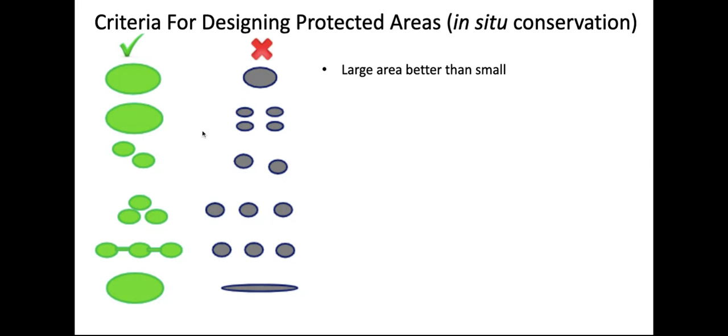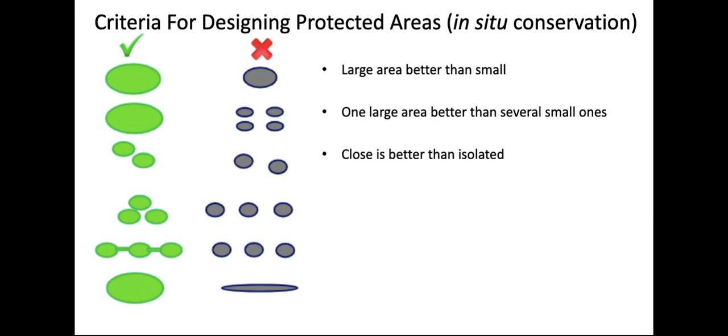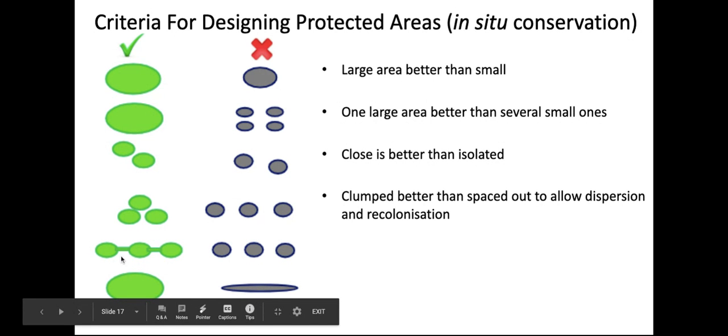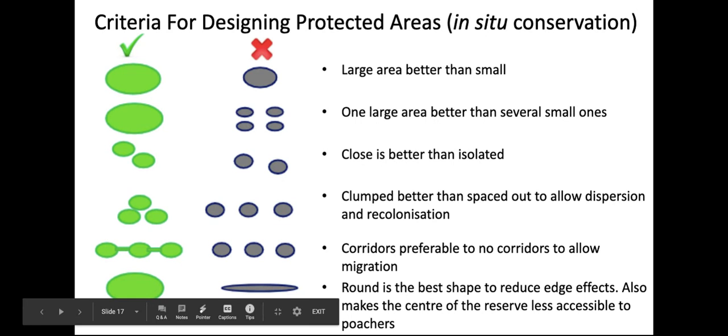For example, we're going to prefer a larger area compared to a smaller area, or one larger area is better than a bunch of smaller areas. Or if they are closer to each other, it is better because the corridors are easier to build. Or if they are clumped together instead of separated or far away from each other. What do you think this one is? If they have corridors, right, instead of no corridors. And we're always going to prefer the round shape instead of the flat shape, because the flat shape is going to make the area have something called the edge effect, which I'm going to explain.